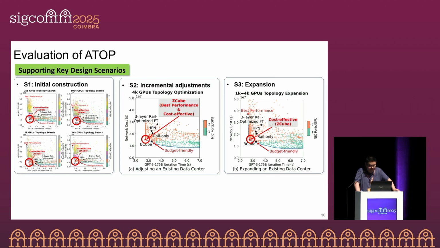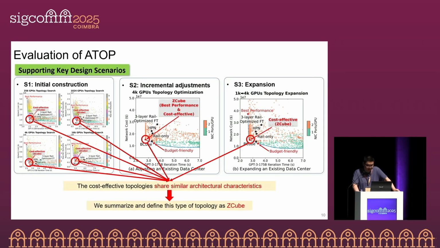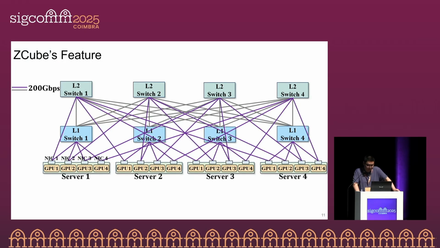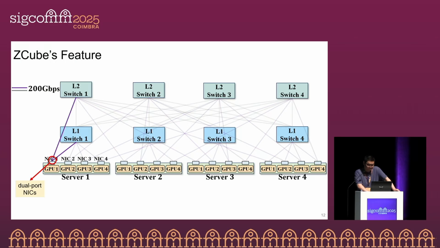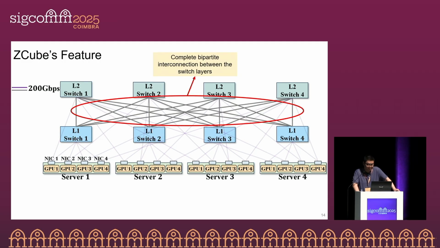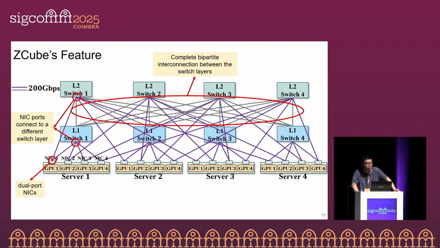From the results, we find that cost-effective topologies share similar architectural features. So we summarize and define this type of topology as ZCube. So this is what ZCube looks like. The first feature of ZCube is that each GPU is equipped with a dual-port NIC. And the second feature is that the NIC ports are connected to different layers of switches. The third feature is that the switch layers are interconnected as a complete bipartite graph. These are the 3 core features of ZCube.